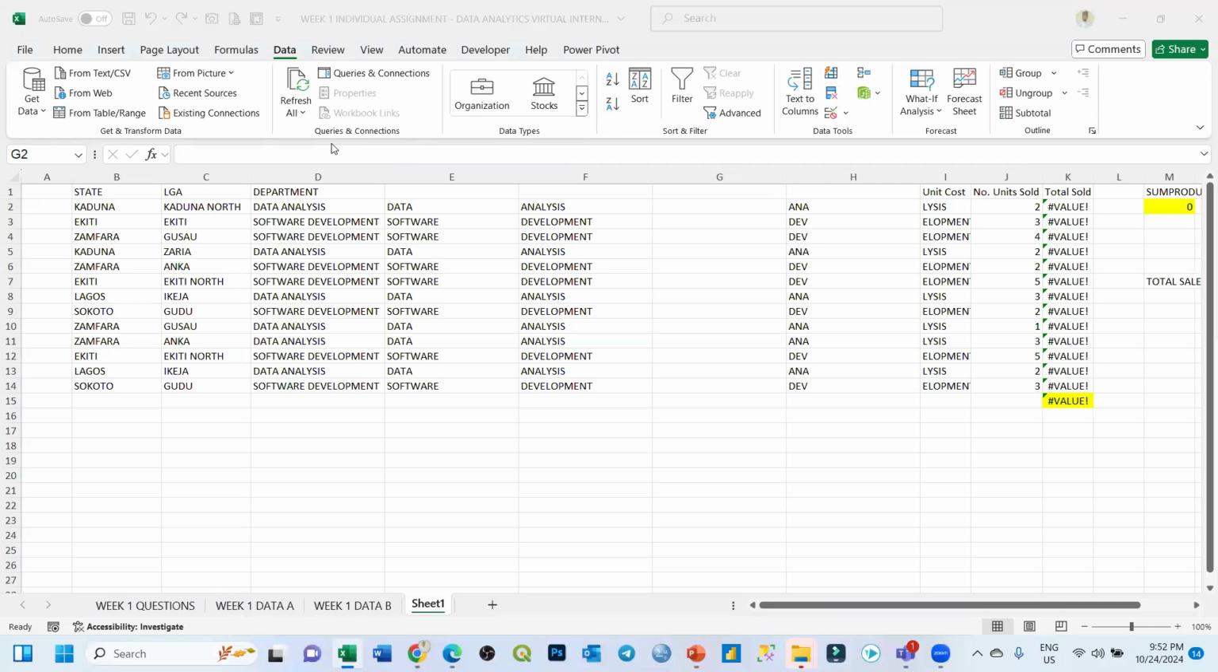So concatenate is like the opposite of text to column. With text to column, we separate. With concatenate, we join them together. So that's what concatenate is all about. Now we separated these departments, data and analysis. We want to concatenate them. And take note, I told you, concatenate and length are functions for categorical data. So you can't concatenate numerical values.